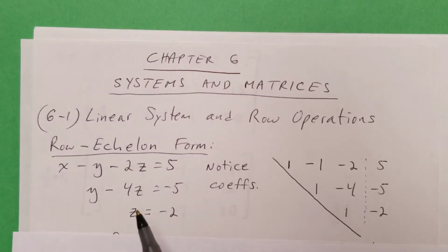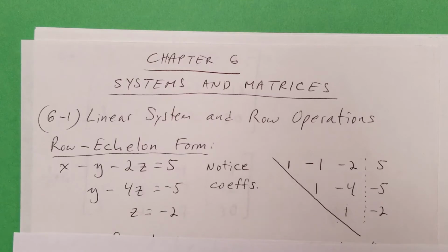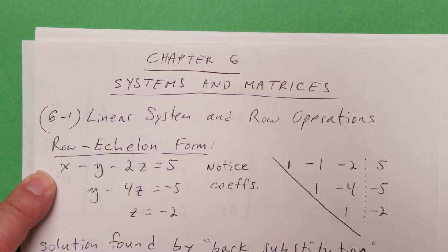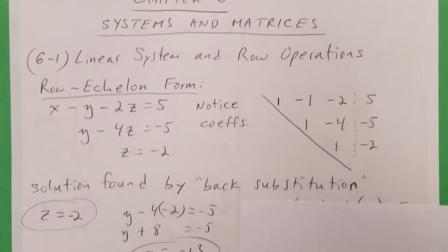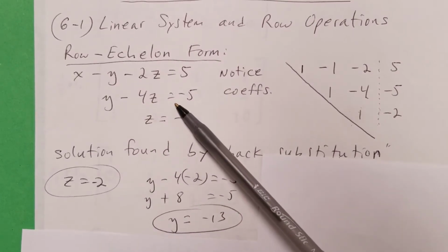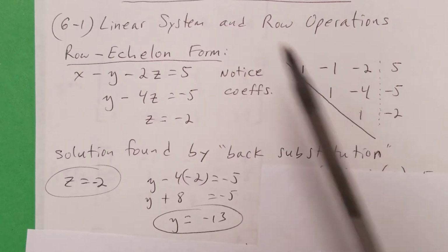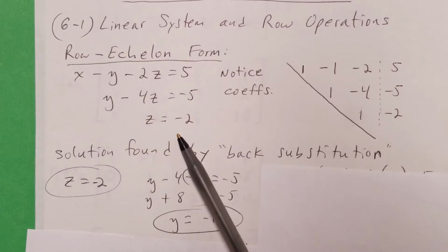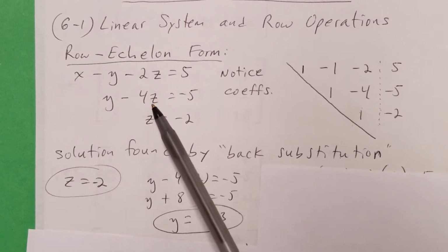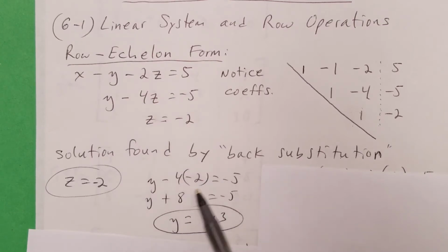So now we left the linear system and we are into matrices. If it's just numbers in rows and columns like that, we call that a matrix. So if you look back here at the linear system, we already know z equals -2. Well, we can do something called back substitution to get the other variables. If you know z equals -2, plug the z into here, and then you'll know what y is. That's what I did here, right? So y minus 4 times -2 equals -5. You do the math, you do the algebra, and you get y equals -13.